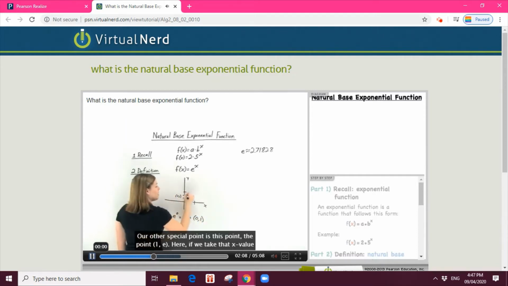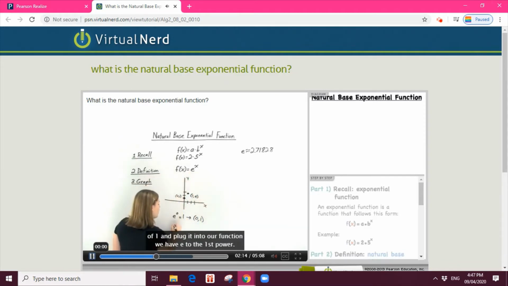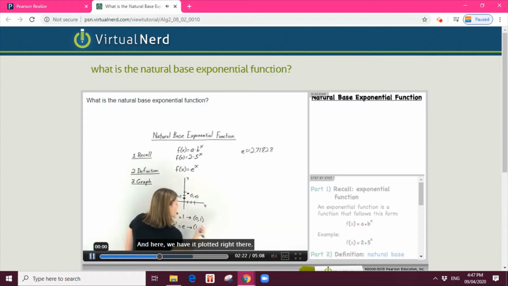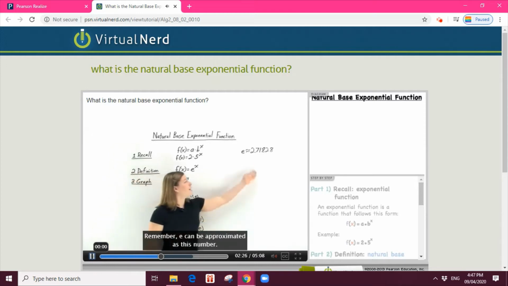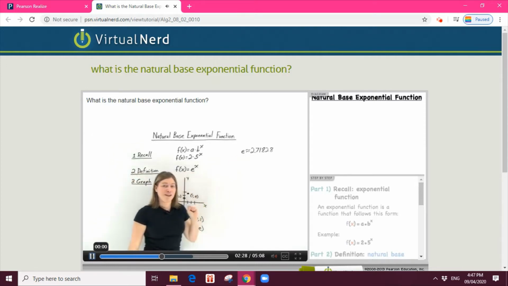Our other special point is this point, the point 1, e. Here, if we take that x value of 1 and plug it into our function, we have e to the first power. E to the first power is just e. So we get the ordered pair 1, e. And here we have it plotted right there. Remember, e can be approximated as this number.